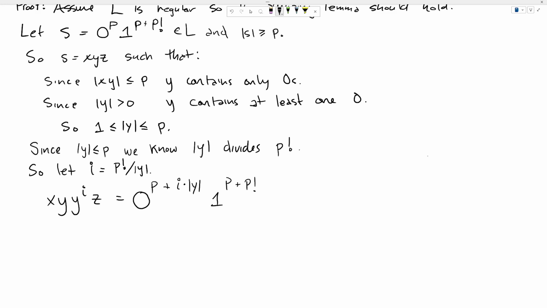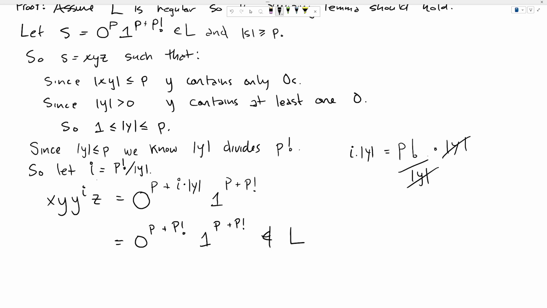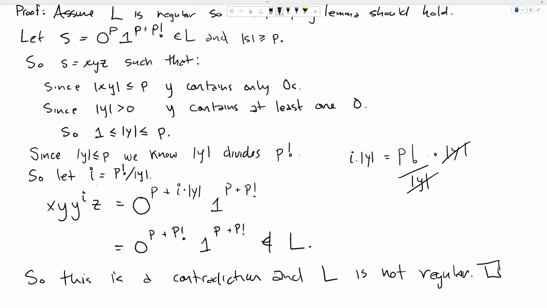Now, let's just do a little bit of algebra here on the side. What is i times the length of y? Well, i is equal to p factorial divided by the length of y, all multiplied by the length of y, canceled out, is p factorial. So this must be equal to 0 to the p plus p factorial, and this must be 1 to the p plus p factorial. So those are the same, right? So this is not in our language L. So this is our contradiction. We've reached our contradiction, and we can conclude that our language L is not regular.